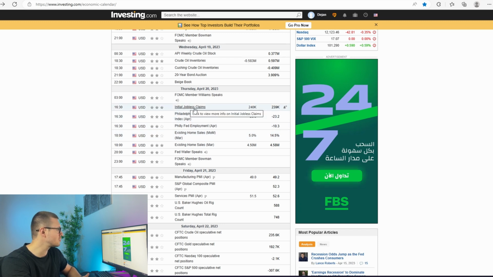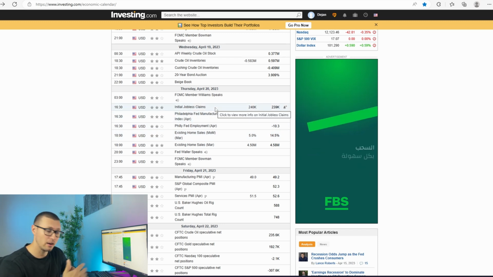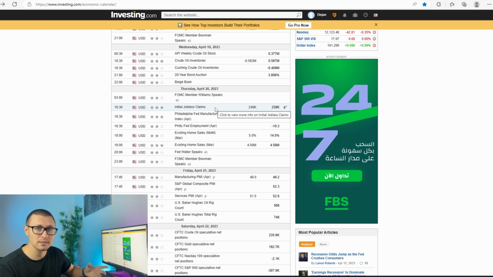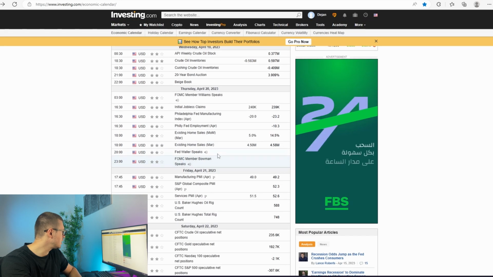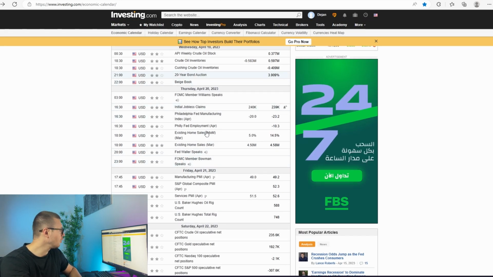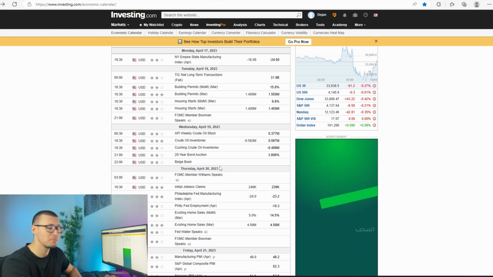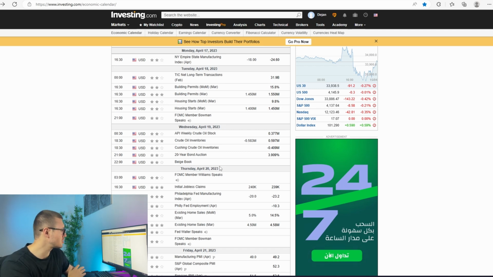So pay attention to initial jobless claims. They're getting higher and higher. See how the jobs are starting to show cracks and starting to report higher and higher, which is not great for the economy, and that's why the recession is imminent. And then on Friday, nothing much, as you can see, no report. So basically this whole week is not going to be based on the economic calendar, just the initial jobless claims.